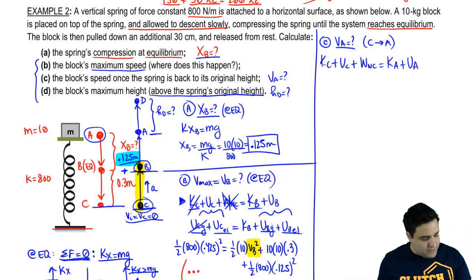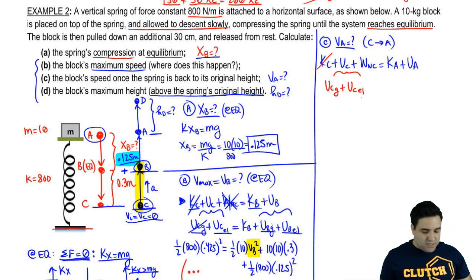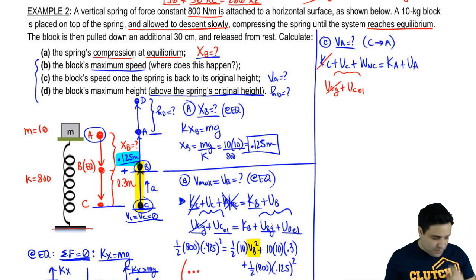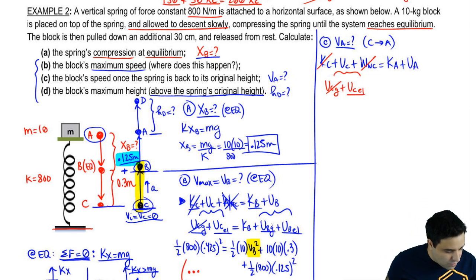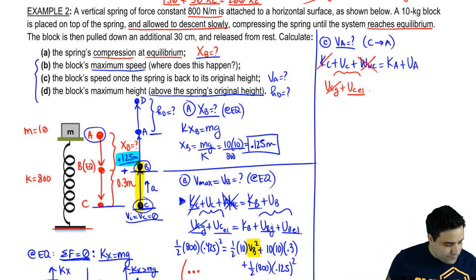Is there kinetic energy at point C? No. What about potential energy at point C? Potential gravitational, potential elastic. Is there gravitational at point C? No, because there's no height. Is there elastic? Yes, because there's spring compression. There's no work non-conservative because once you release, you're not doing anything, and there's no friction.